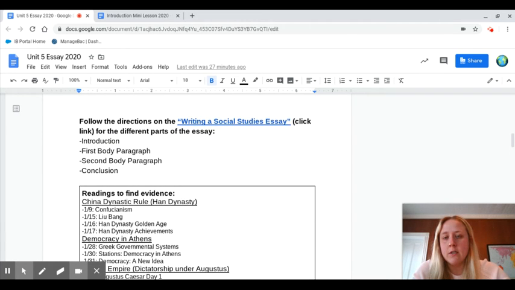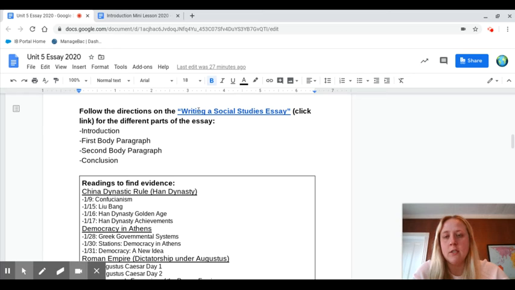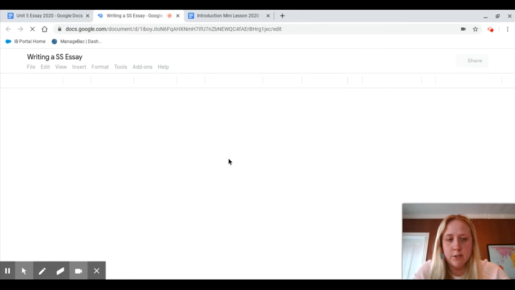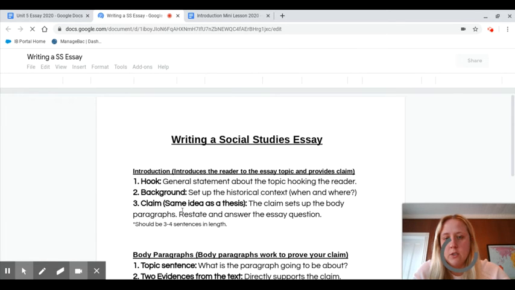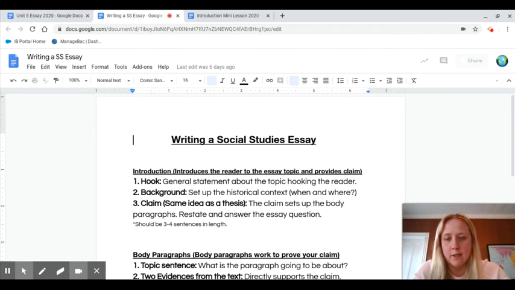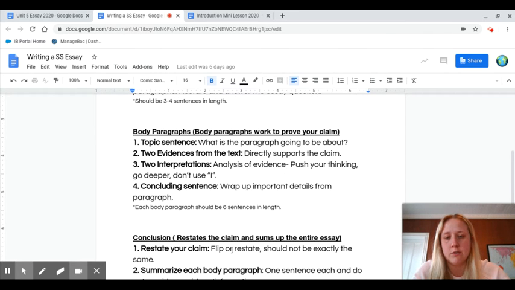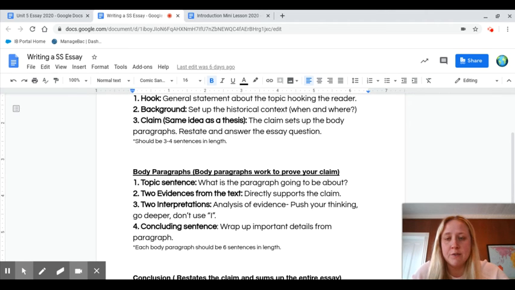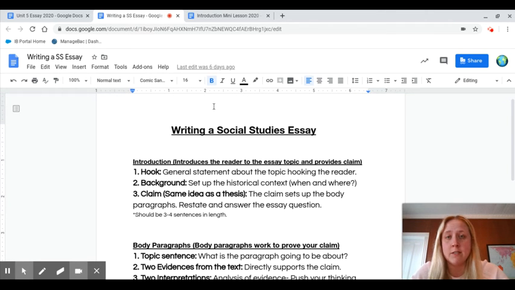So if we look, you have directions here, and there's a hyperlink here you can open up, writing a social studies essay. This will bring you to a new page, and when it opens up, you'll see you have your introduction directions, your body paragraph directions, your conclusion directions. These should look really familiar to you because they're just like your ELA format. Okay, there are tiny little differences here and there, but very, very similar. Okay, so using that to help you.